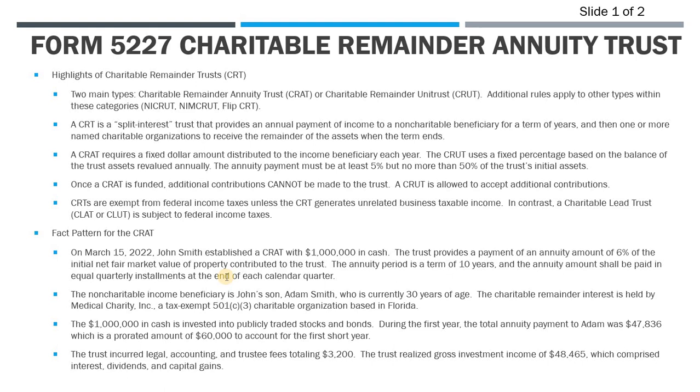So $1 million in cash, 6% is $60,000, right? So the annuity payment of $60,000 is going to be paid to the income beneficiary for a term of 10 years, right? Equal quarterly installments at the end of each quarter. The non-charitable income beneficiary is going to be his son, who's currently 30 years of age.